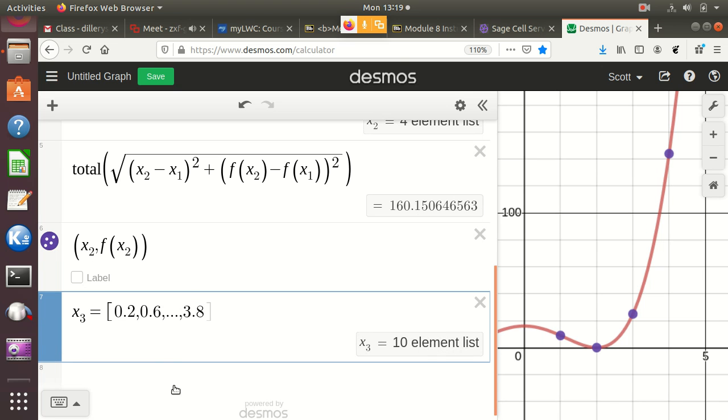So if I knew that already, I can just type it in like that, and notice it says a 10-element list. Pretty awesome. Okay, so just like that. So in this way, for your final exam, what can I do? Well, I can ask you, could you find the arc length of something using the midpoint rule with 1,000 elements?